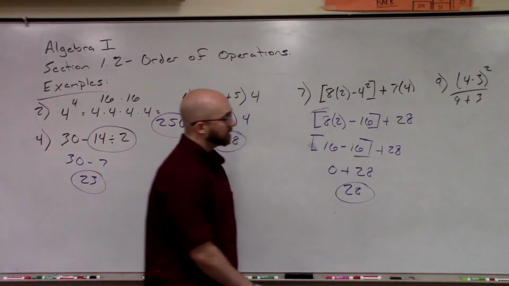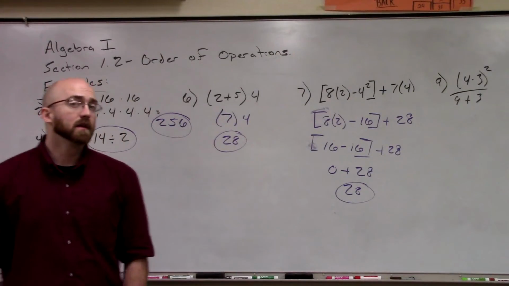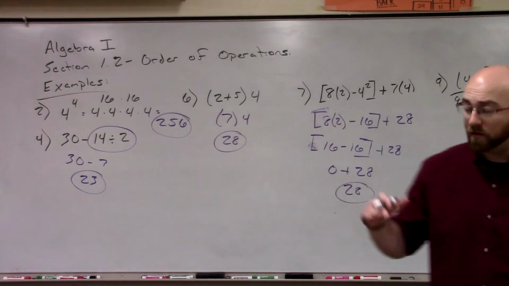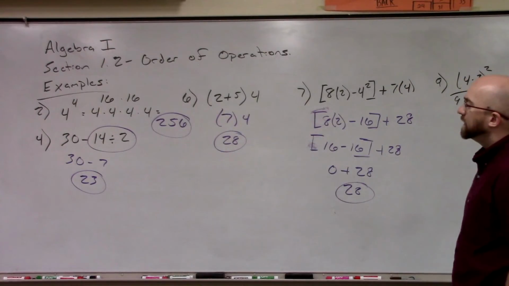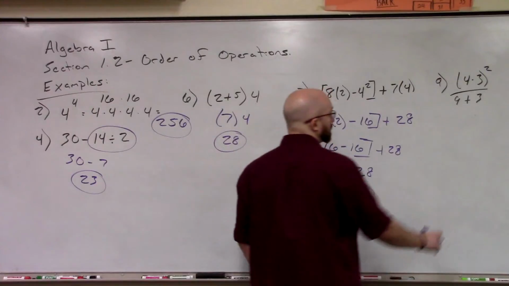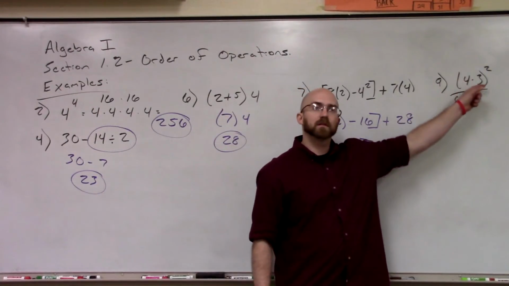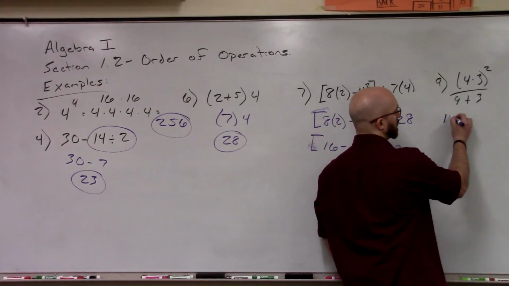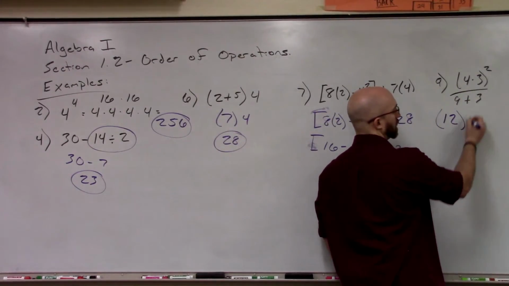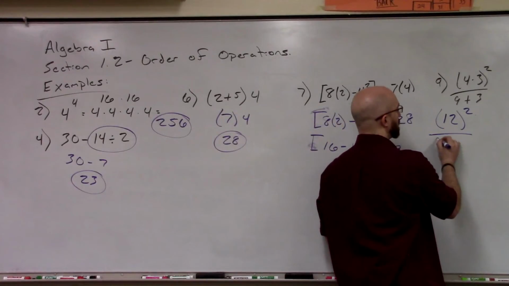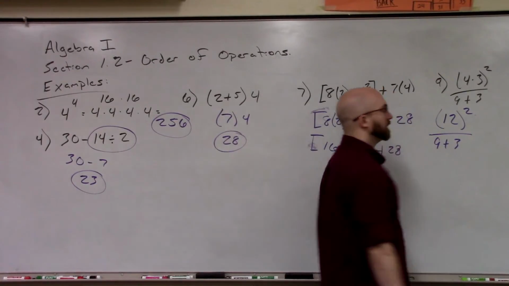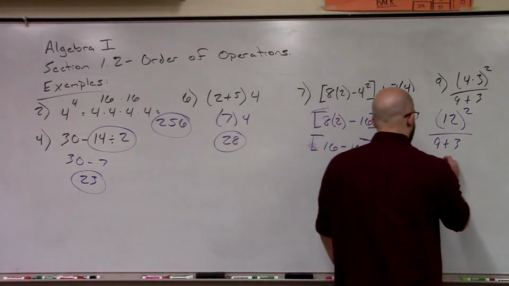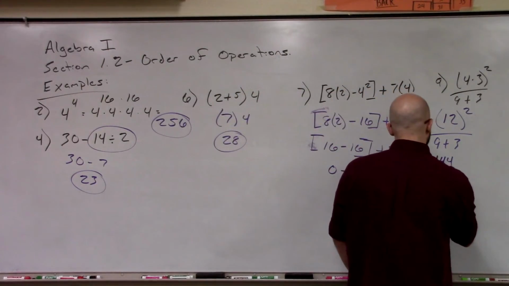The last example I'm going to do is 4 times 3 squared, all divided by 9 plus 3. For the most part, we need to do the parentheses first. So that means we get 12 squared over 9 plus 3. Next we do the exponents, so it's going to be 144 over 9 plus 3.